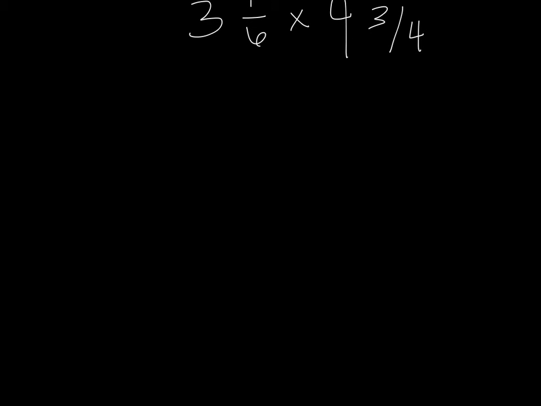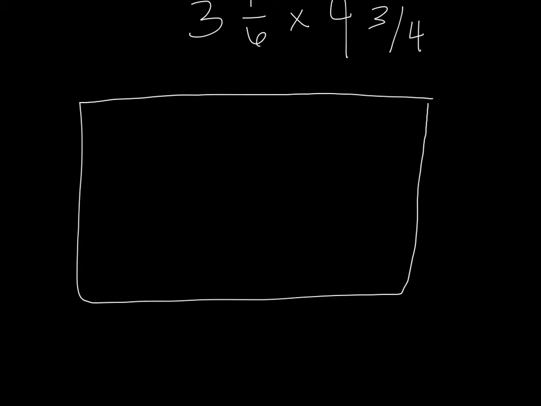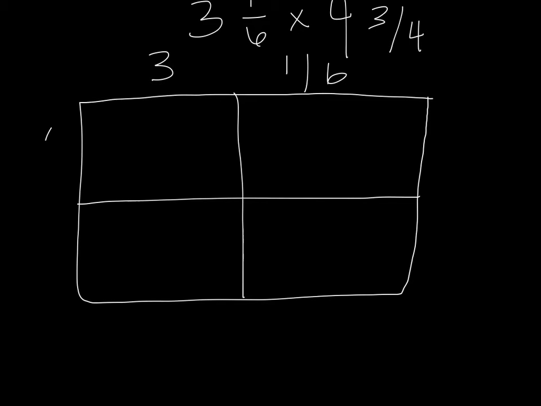For this equation, we are going to solve our problem using a model. This one you guys are already familiar with. You've used this before when just multiplying regular numbers, not fractions. So we're going to do 3 1/6 times 4 3/4. In my first box, I'm going to do 3 times 4, which I know is 12.